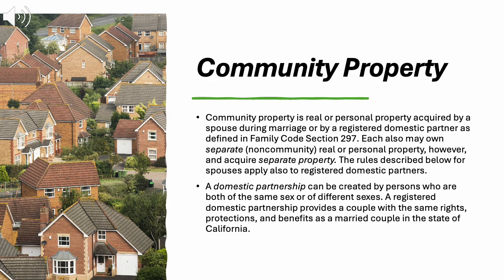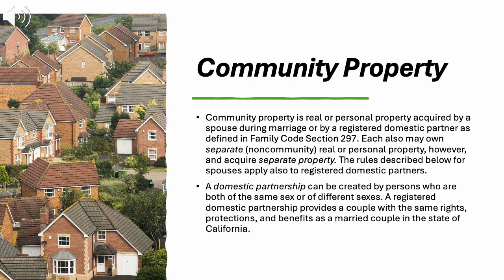Community property. Community property is real or personal property acquired by a spouse during marriage or by a registered domestic partner as defined in Family Code Section 297. Each also may own separate non-community real or personal property, however, and acquire separate property. The rules described below for spouses apply also to registered domestic partners. A domestic partnership can be created by persons who are both of the same sex or of different sexes. A registered domestic partnership provides a couple with the same rights, protections, and benefits as a married couple in the state of California.